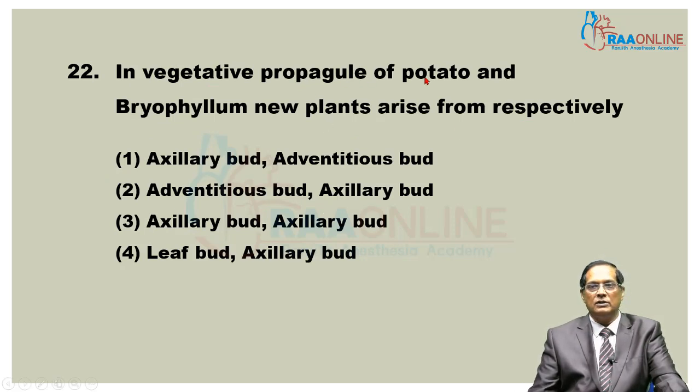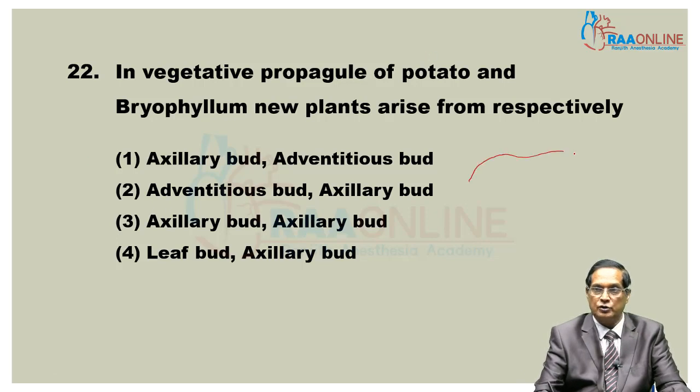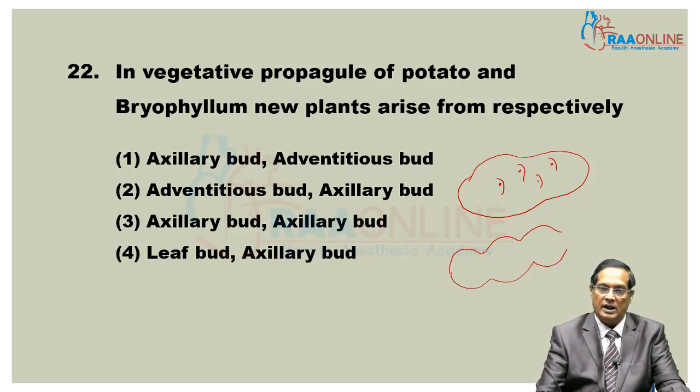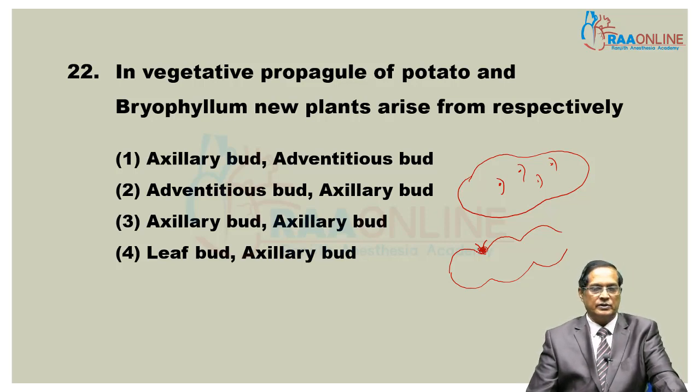Then the vegetative propagule of potato and bryophyllum, from which new plants arise. Two separate plants are given. In potato, eyes are present. This is a potato tuber, a modified underground stem, and these are the eyes. They actually represent axillary buds. In bryophyllum, this is a leaf, and in its margins notches are present. In the notches, a bud is present. That is the foliar bud.